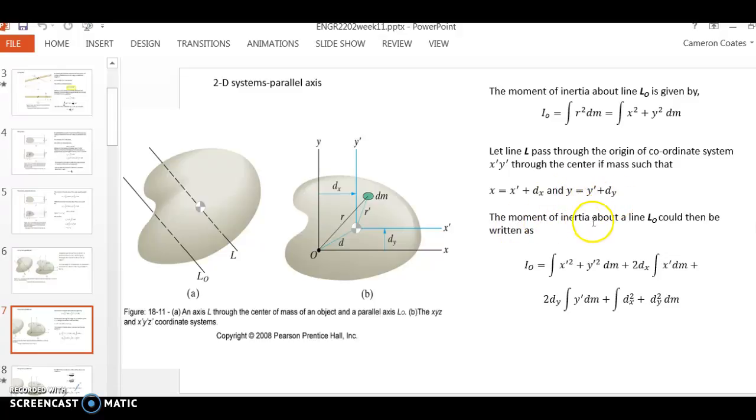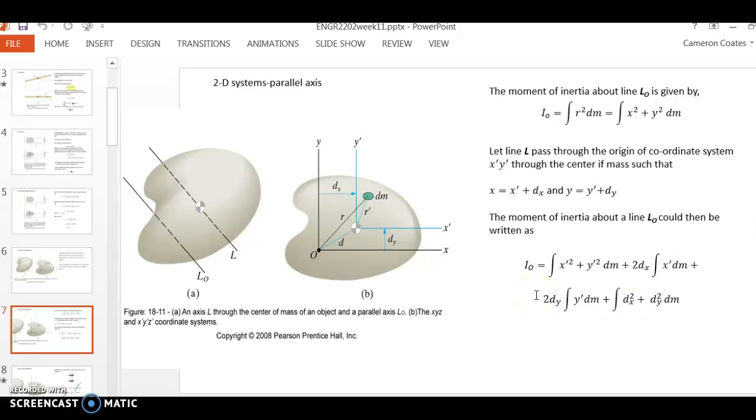Now for the moment of inertia about that line L sub O that we talked about earlier, I'm going to plug in these expressions for x and y. So I get x prime squared plus y prime squared. And once you expand, you're going to have a 2dx x prime term, a 2dy y prime term, and a dx squared and a dy squared term.